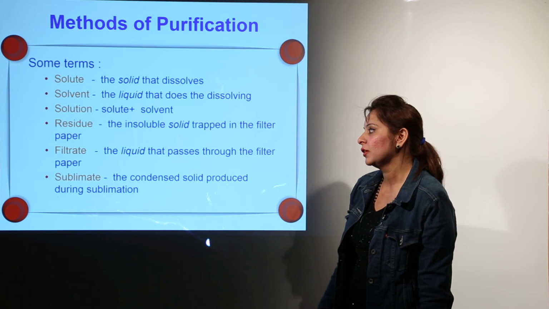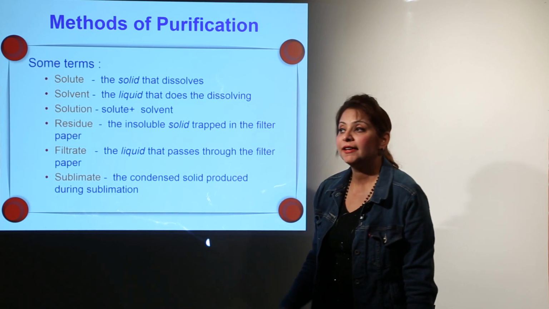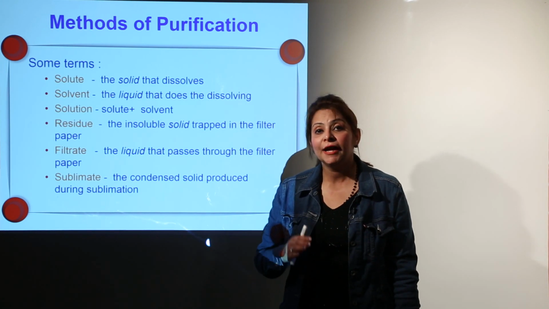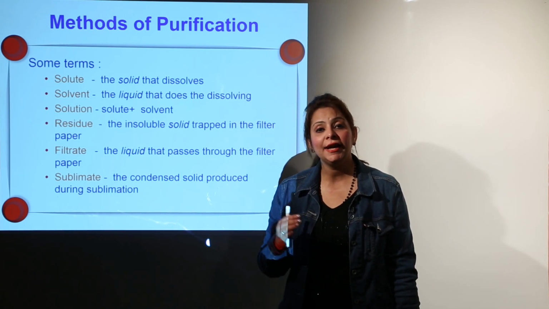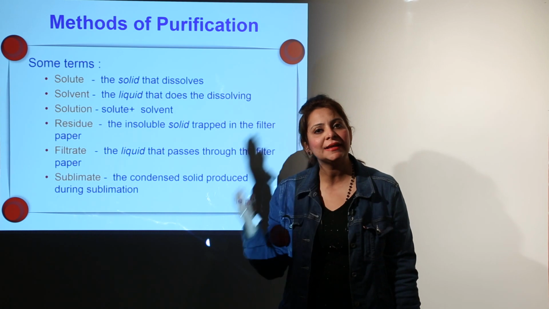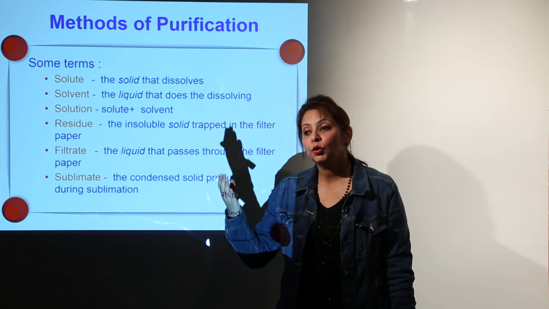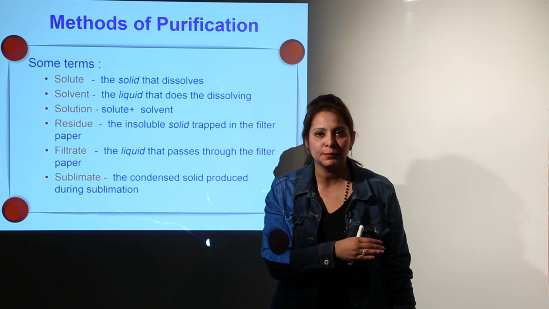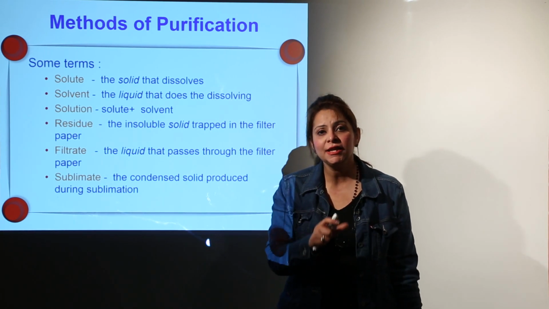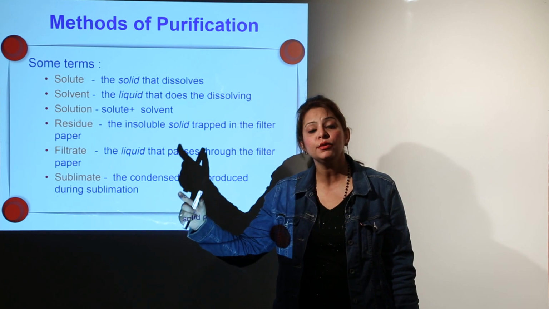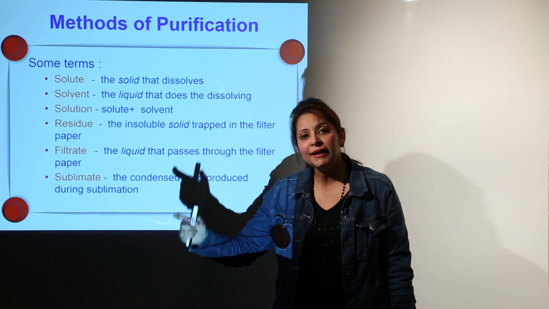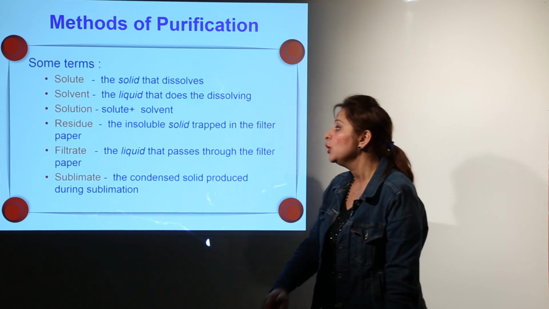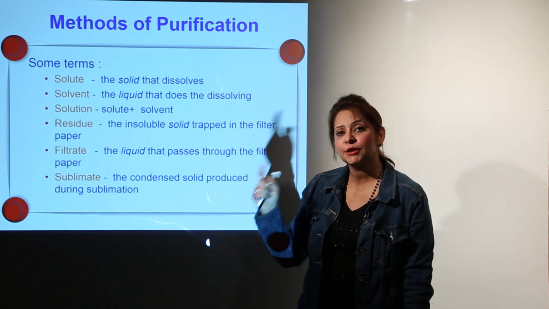Similarly, sublimate. When we talk about sublimate, the change of state that strikes our mind is sublimation. You know that sublimation is the direct conversion of solid into gaseous state on heating, and when we cool that gaseous state, we get the solid substance again. So on heating, solid gets directly converted into gaseous state, and on cooling, the gaseous state converts back into the solid state. So the sublimate is that condensed form.